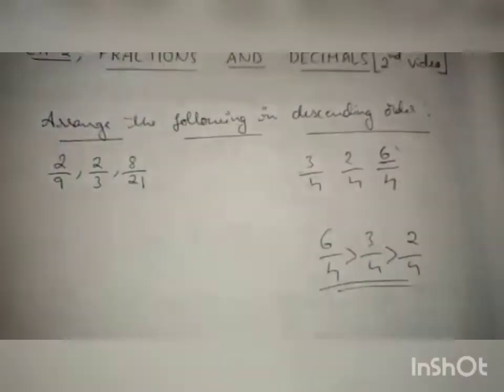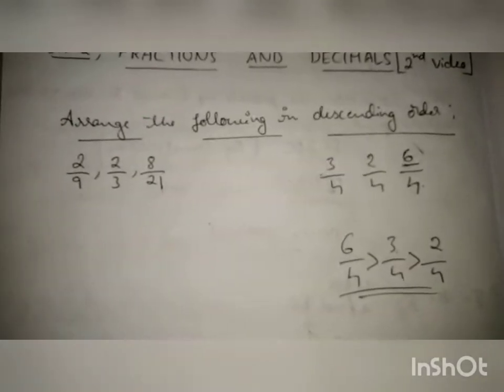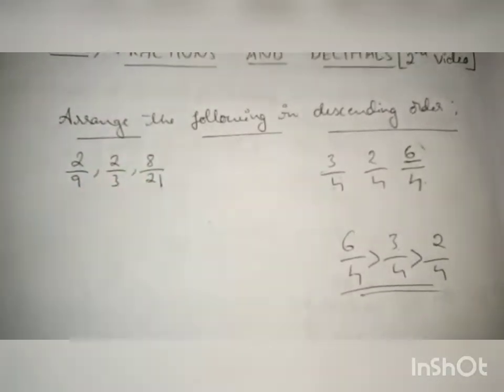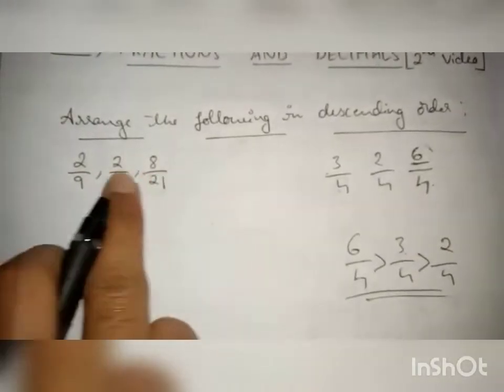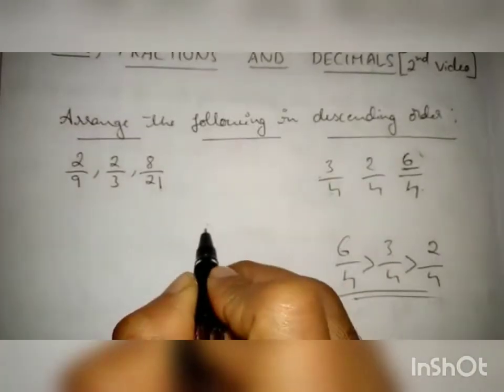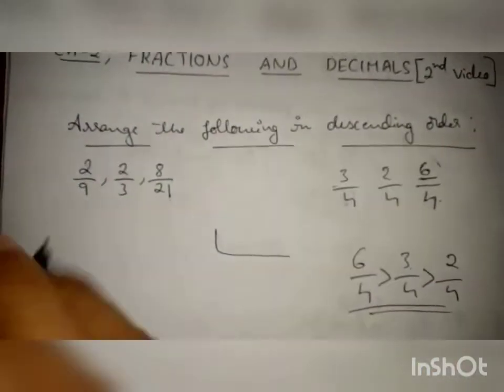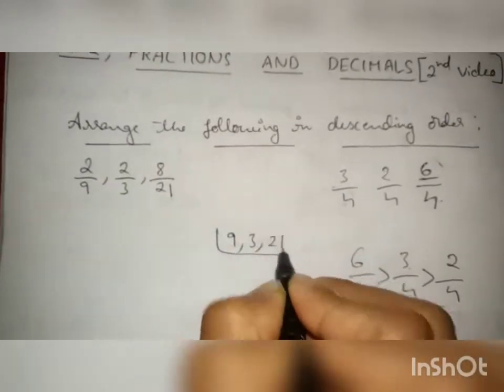If the denominator is the same, you can easily write it in descending order, but here the denominators are not the same. So what do you have to do? You have to make the denominators the same. So you take the LCM of the denominators. The denominators are 9, 3, 21.